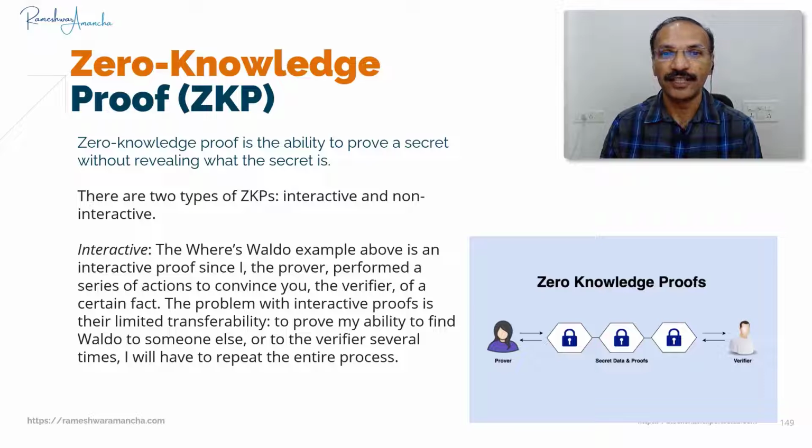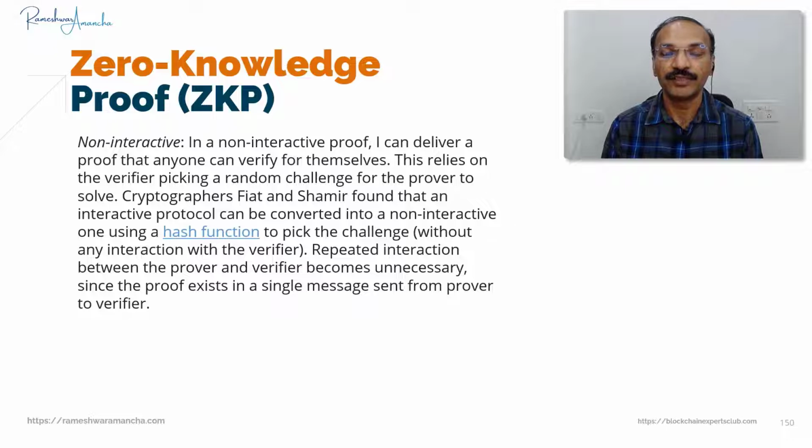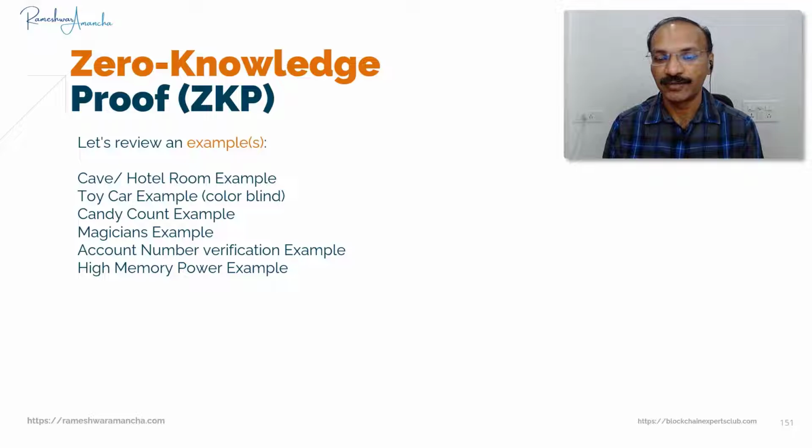So let's get into the examples of zero knowledge proof. Before the example, non-interactive ZKP works through hash functions. Most of the cryptocurrencies are now using non-interactive ZKPs. Coming to the examples, the first example I would like to explain is through hotel rooms, or maybe a cave. I think in the bookish language it's a cave example, but let me convert that into a simpler example.